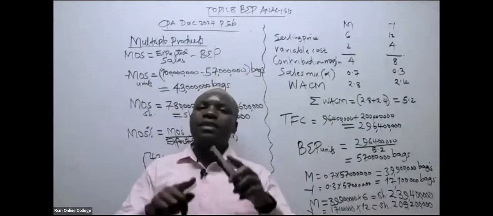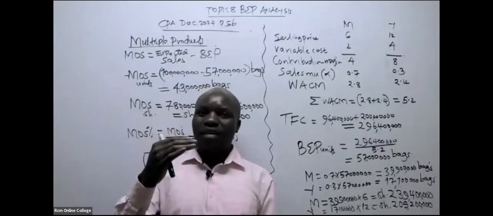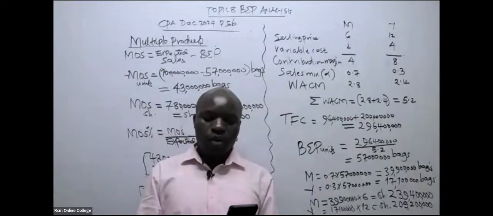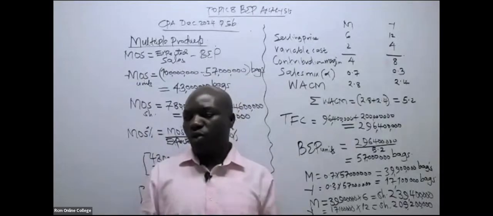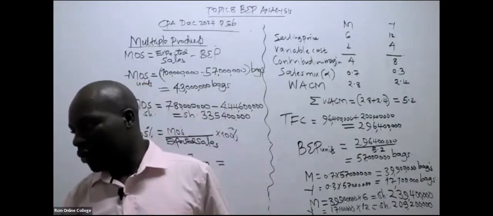We are given sales in bags. We are given sales in units. Product M has got 70,000 or 70 million. Product Y has got 30 million. When you add the two, what are you getting?